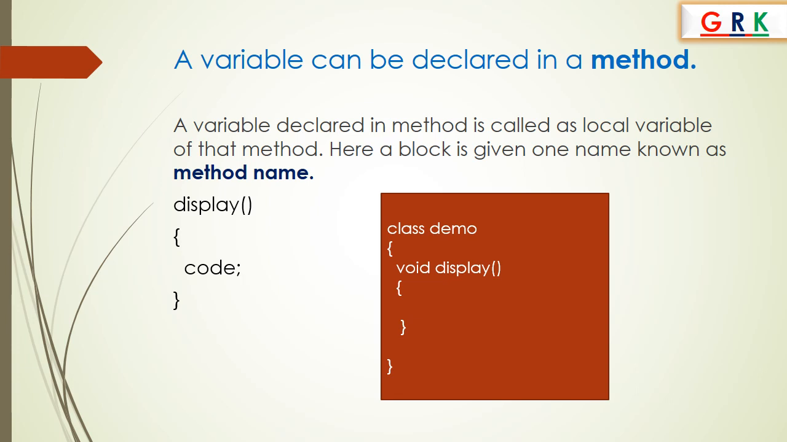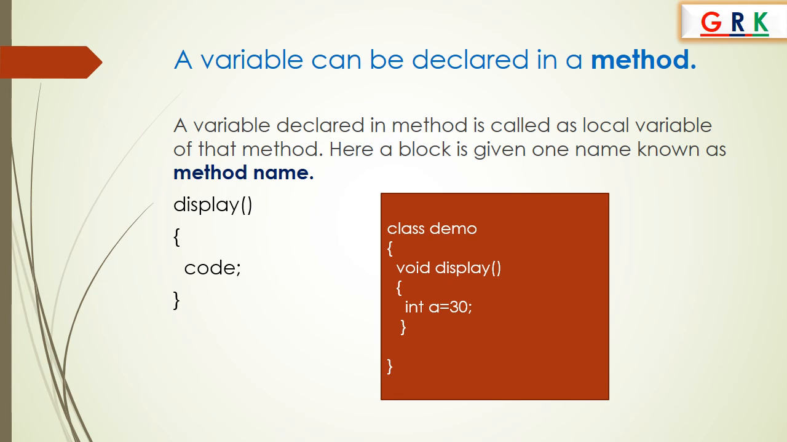So after display, the open brace and close brace represent the block of that display method. In this display method, I declared one variable a, that is 30. Its scope is only within that display method, because this variable a is declared in the block of the display method, that's why it can be accessed only in that display method.